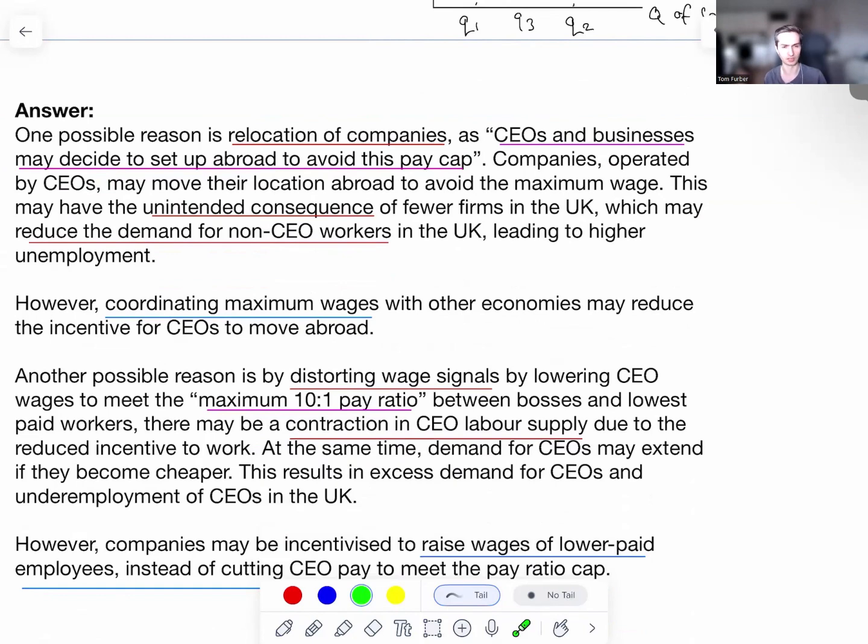Another possible reason is distorting wage signals. By lowering CEO wages to meet the maximum 10-to-1 pay ratio, there may be a contraction in CEO labour supply. So that's referring back to our maximum wage diagram we were discussing earlier. And that's because of the reduced incentive to work. At the same time, demand for CEOs may extend if they become cheaper. That results in excess demand for CEOs and underemployment of CEOs in the UK, too few CEOs being hired relative to the optimal level of CEOs in the supply and demand for labour where they intersect.